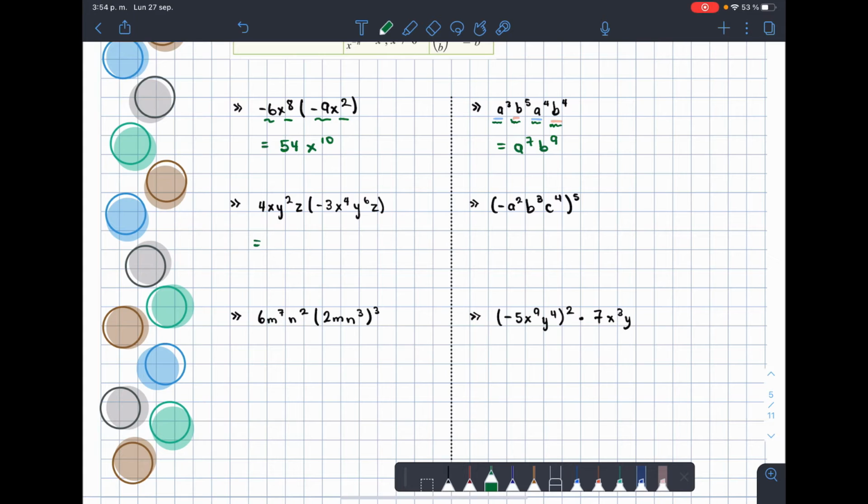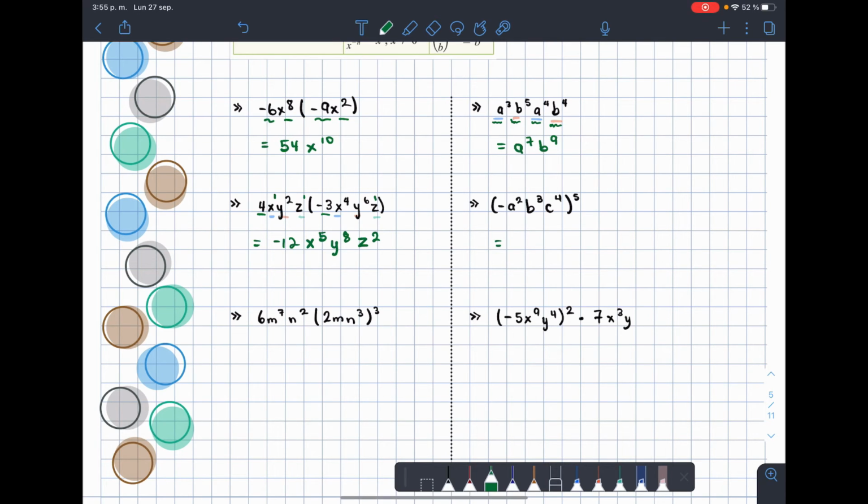We have another one that is a multiplication and is similar to the previous example. I work with the 4 and negative 3 together because they are numbers. I work with the x and x. I work with the y and y, and I work with the z and z together, like terms. So I have x to the power of 1 times x to the power of 4 is x to the power of 5. Y squared times y to the power of 6 is y to the power of 8. And c to the 1 times c to the 1 is c squared. And like that, we finish our exercise.